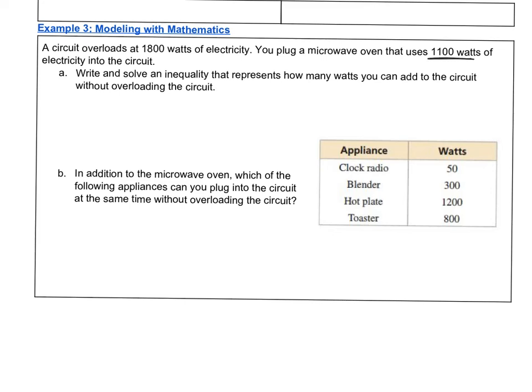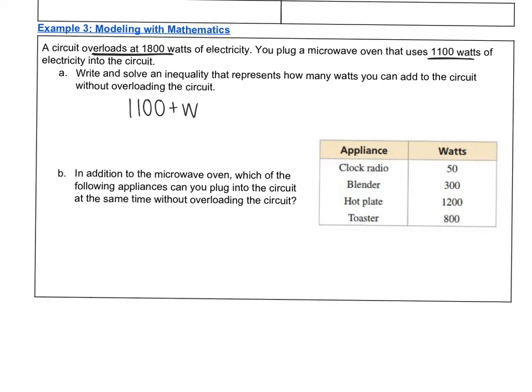So I already plugged in 1,100. I want to know how much can I add to that. Let's call it W for how many watts I can add. Okay. I don't want to overload the circuit. The circuit overloads at 1,800 watts. So if we hit 1,800 or go above it, it'll overload.